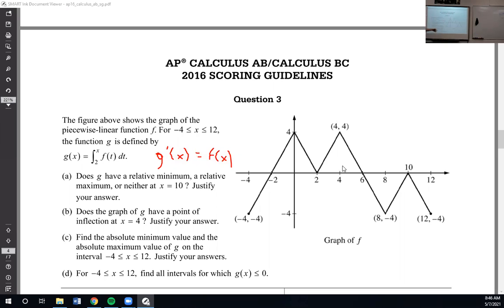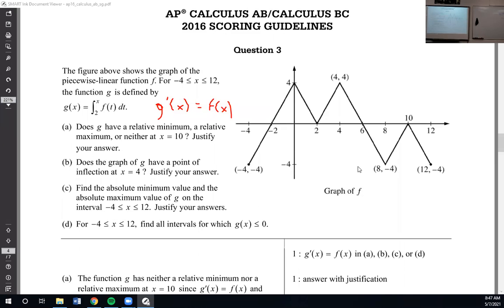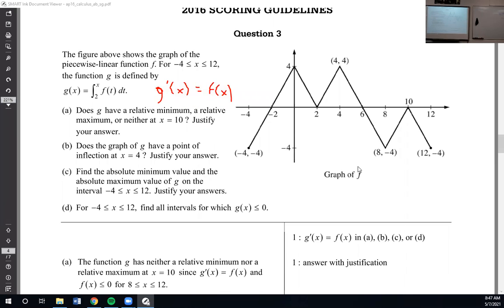So now that we know that this is the graph of g prime, we can say the relative minimum and relative maximum are neither at 10. Since this is g prime, if it were a minimum or maximum, we would be looking for it to change from negative to positive or from positive to negative. But at 10, it's 0, but it doesn't change sign. It's negative before, and then it stays negative after. So neither. And again, at some point, they're looking for you to say that g prime is f, and they give you a point if at some point in your explanations you talk about the fact that f is g prime.